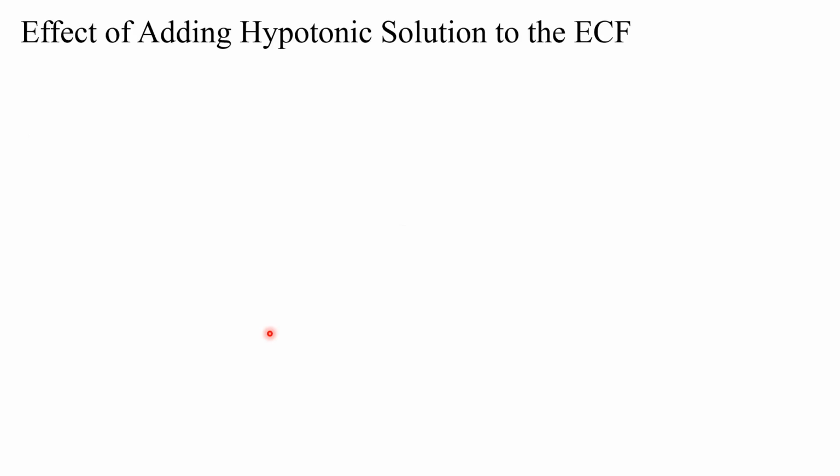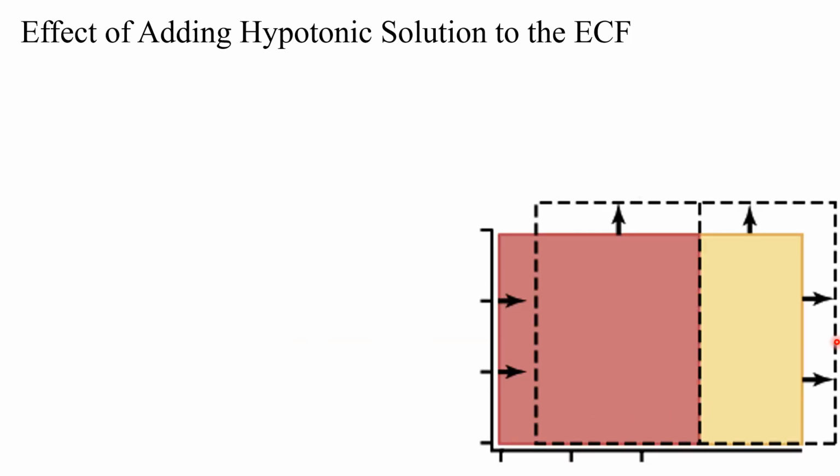Effect of adding a hypotonic solution to the extracellular fluid. Now brainstorming, right? You are drinking water. This water is absorbed, first going into the extracellular fluid. What will happen? It is getting diluted, right? The volume will expand. So with volume expansion, it is getting diluted, so the osmolarity of the extracellular fluid is decreasing because it is getting diluted, right?